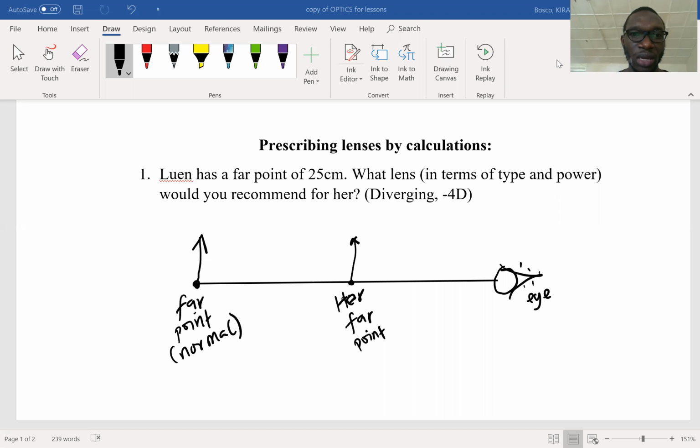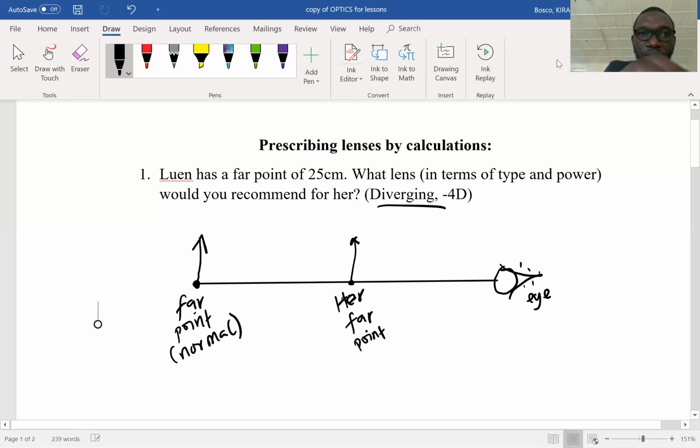We have a question here. Ruwen has a far point of 25 centimeters. What lens in terms of type and power would you recommend for her? This is the answer that we are striving to get, but let's see how we get to the answer.